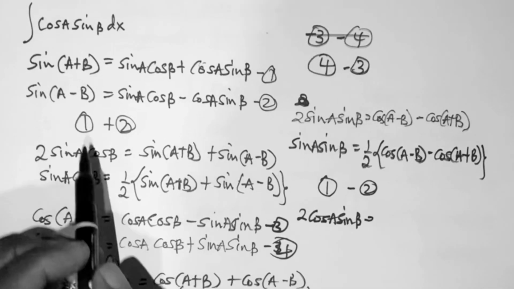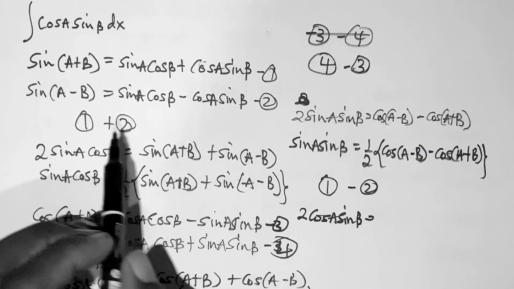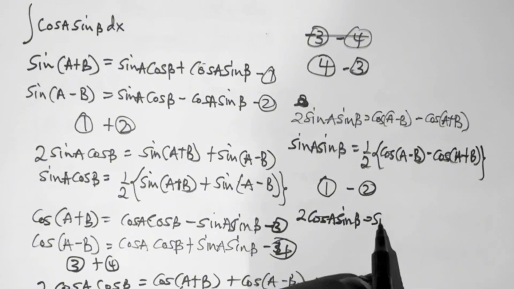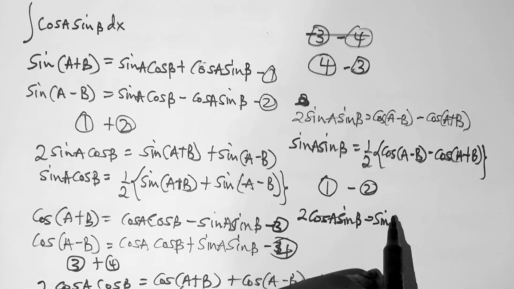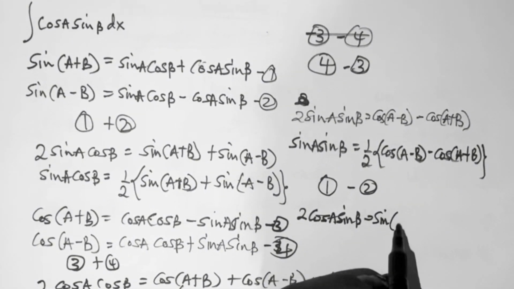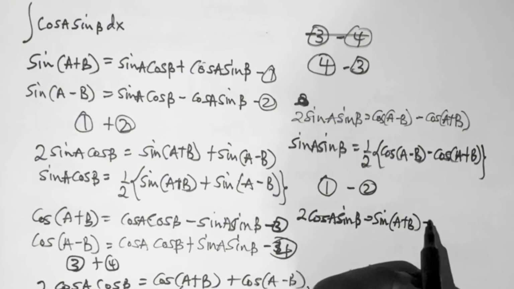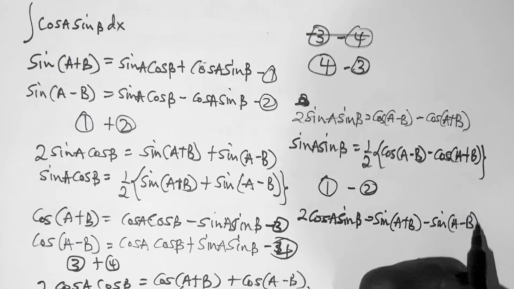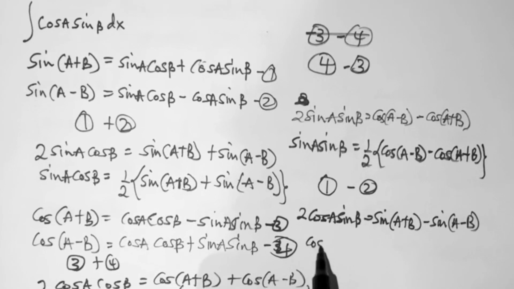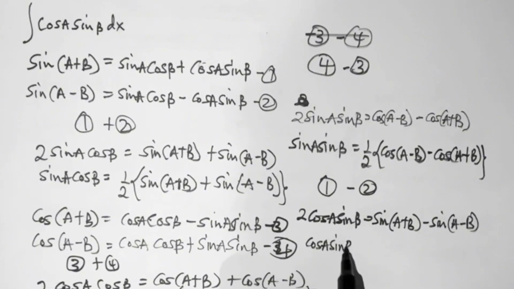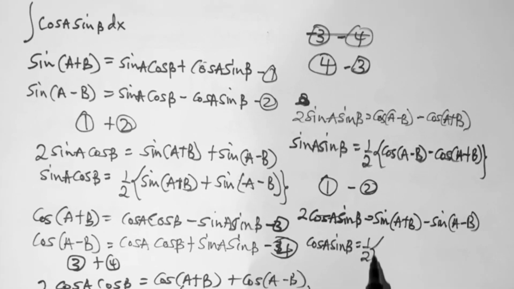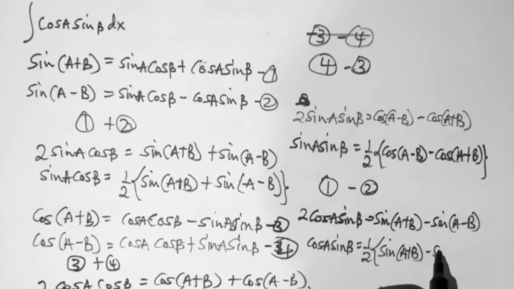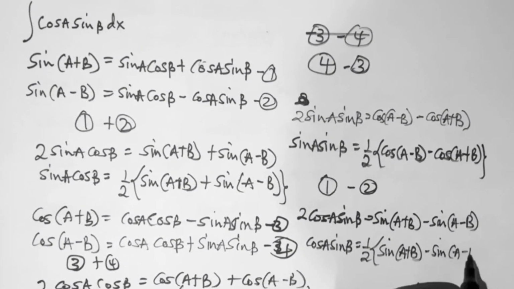And that is equal to, now we are subtracting equation 2 from equation 1, so it becomes sine(A + B), and then minus sine(A - B). So if we make cos A sine B the subject, then we get that cos A sine B is half of [sine(A + B) minus sine(A - B)].